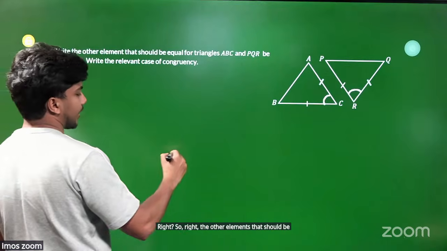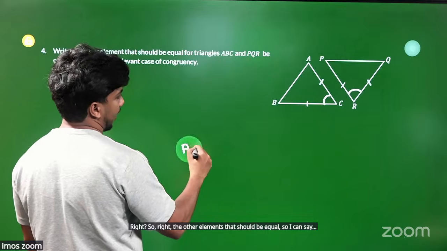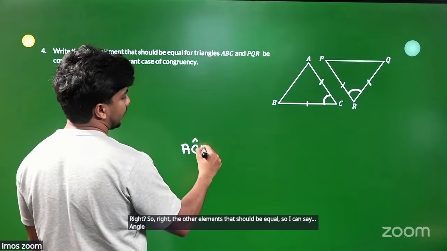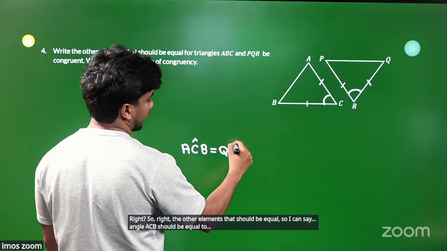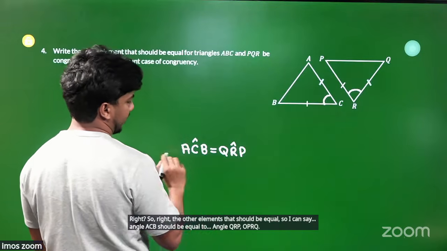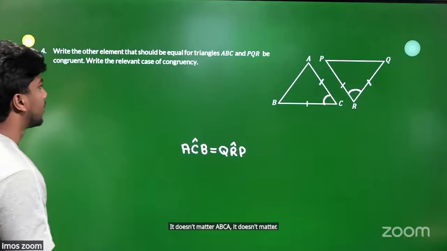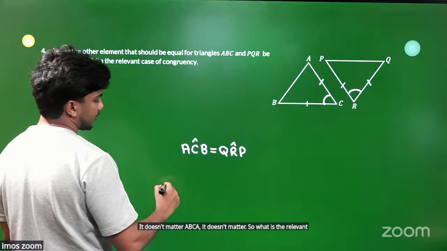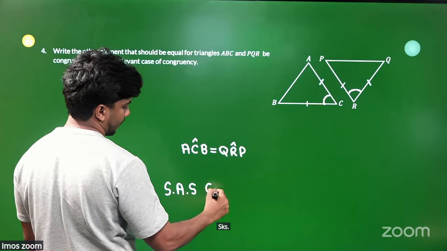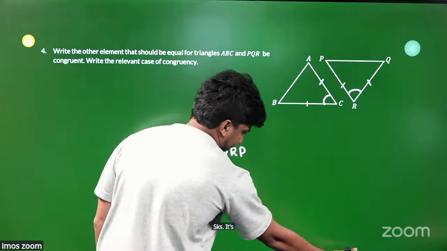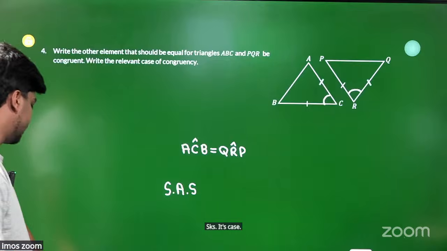So the other elements that should be equal: angle ACB should be equal to angle QRP or PRQ, it doesn't matter, or BCA. So what is the relevant case of congruency? SAS case. So this is the answer.